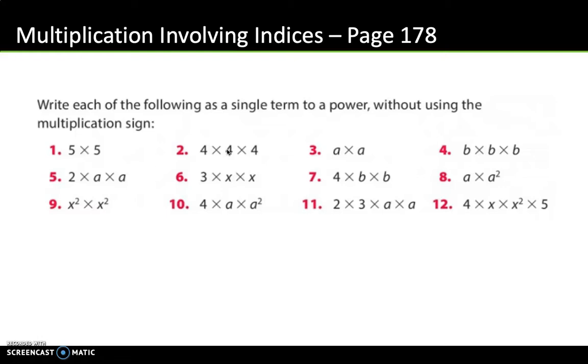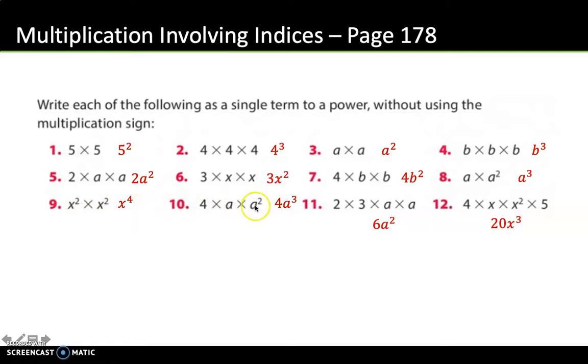So you should have got this as your answer. So the first 8 aren't too bad, but I understand that afterwards they get a little bit tricky. So x squared times x squared. Just think, x squared means x times x. x squared means x times x. So I have 4 x's here. So x to the power of 4.